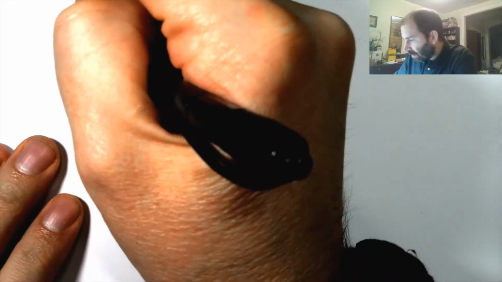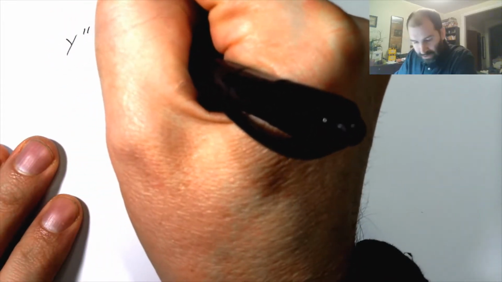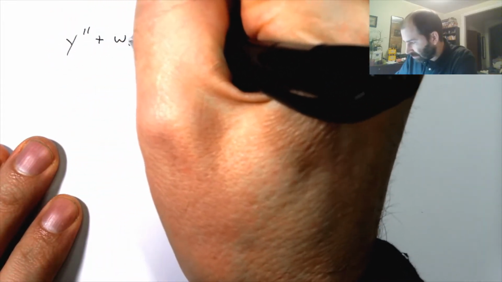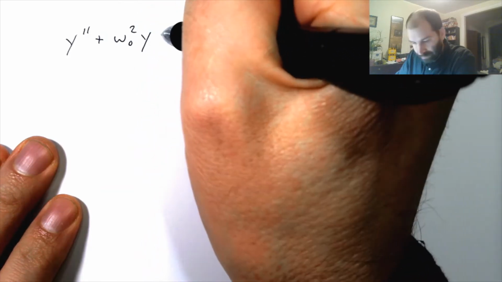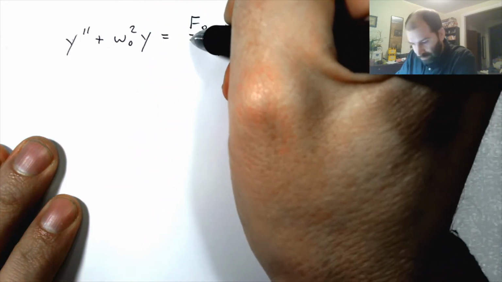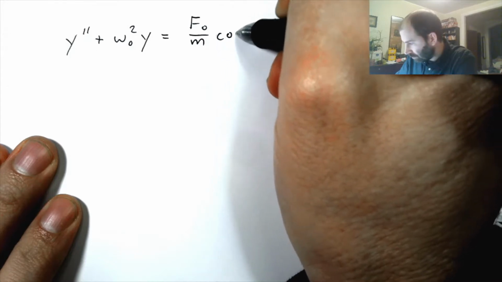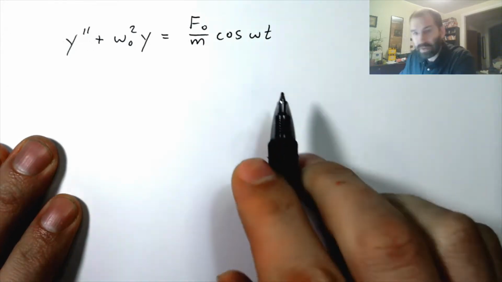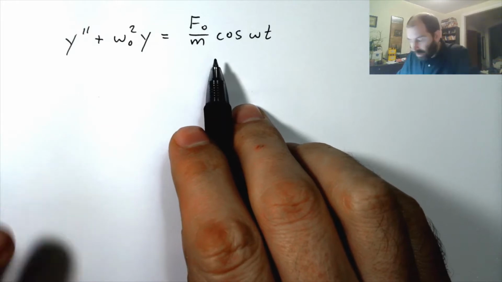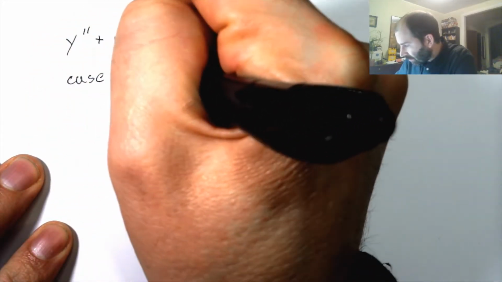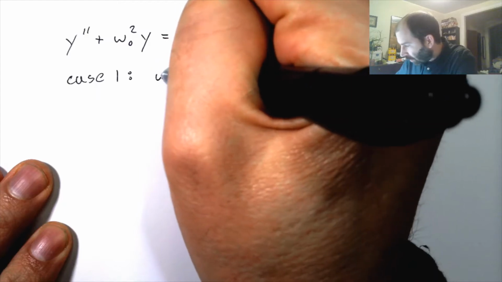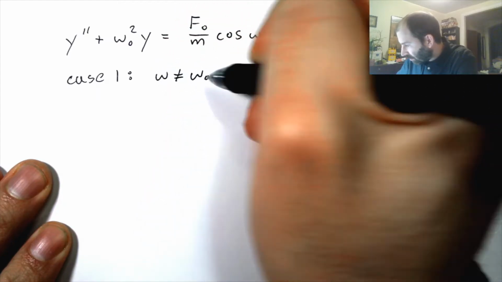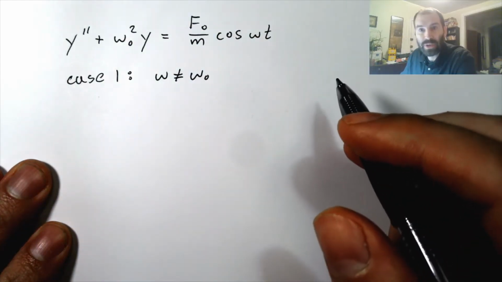All right. Well, let's go take a look at this. We're going to look at a situation where our differential equation looks like this. This is the situation we looked at before, and we explored Case 1, where omega was not equal to omega naught. That's what we did in the last video.